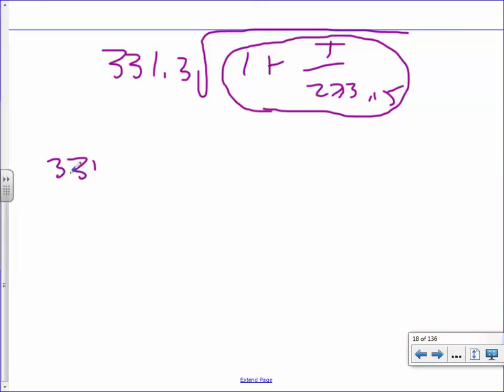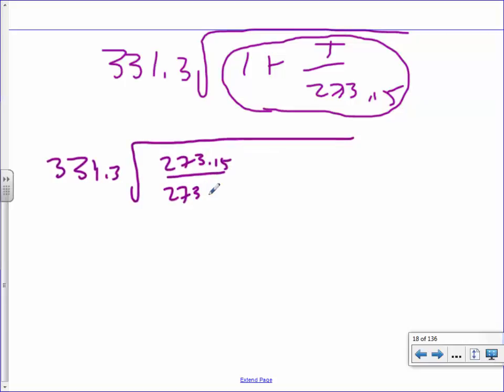So I'm going to keep the 331.3 out front, and I'm going to make this 273.15 over 273.15. And maybe I'll just go right to adding t right here. That makes sense so far?